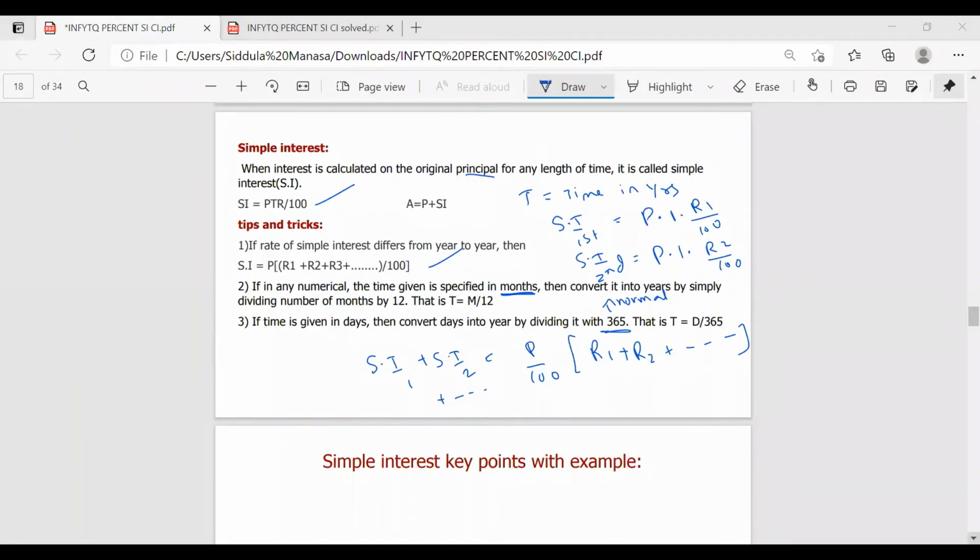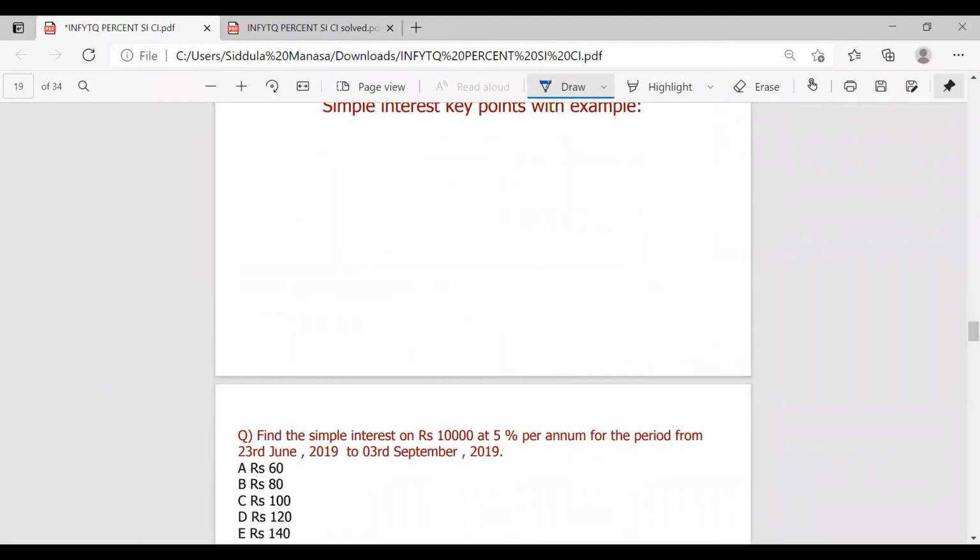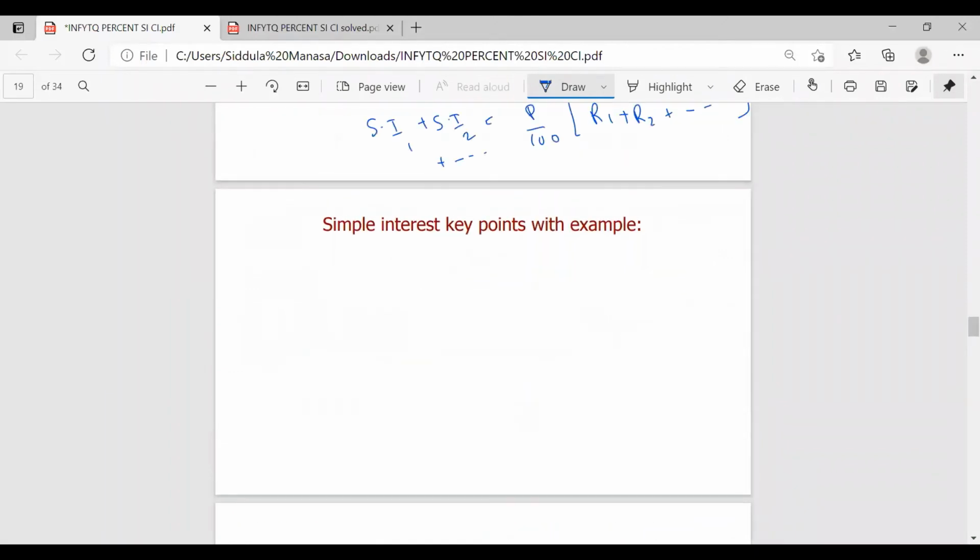Now we are going to discuss a simple example on simple interest. Suppose the principal amount is 1000, the time period is 3 years, and the rate of interest is 10% for all years. Simple interest for the first year: 1000 into 1 year into rate of interest 10 by 100. What do you get? 100. So for the first year you get 100.